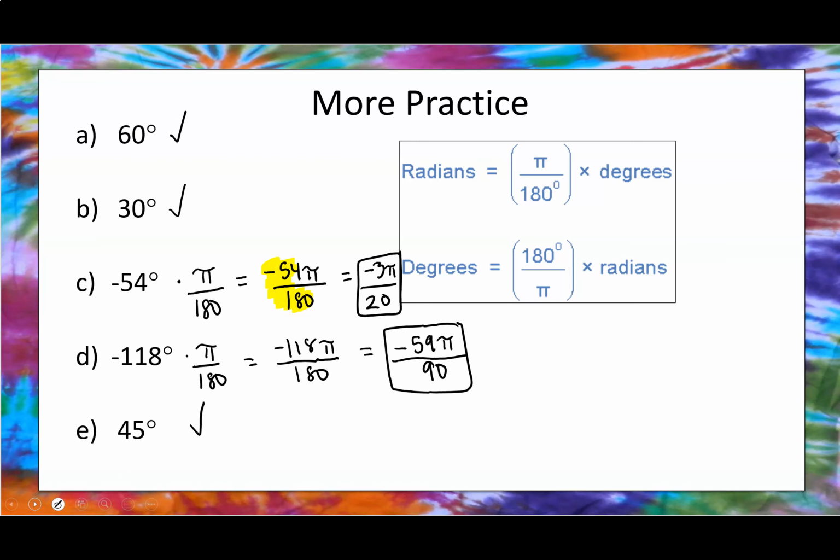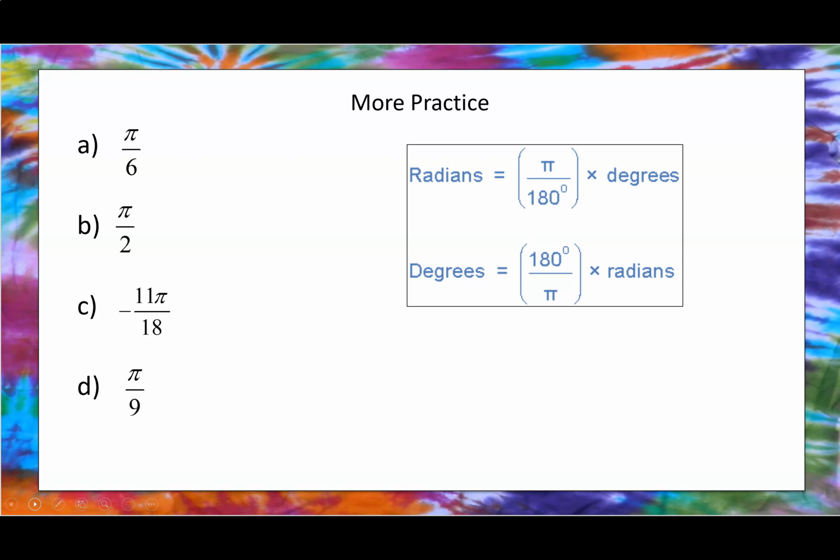All right, next slide. Now we're going to go from radians to degrees. So we're going to use this formula right here. We're going to take our radians and we're going to multiply them by 180 over pi. So multiplying this by 180 over pi, what do you realize that cancels here? Yeah, you're right, it's the pi. So I'm going to cancel the pi's out.